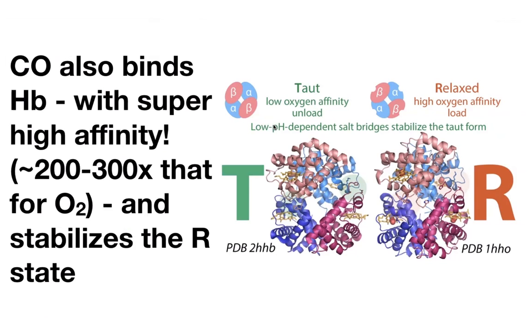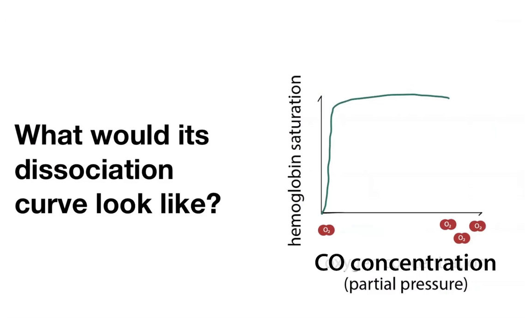What it's going to do is stabilize the R form. Remember, the R form is the one that wants oxygen. So what would its dissociation curve look like if it has this really high affinity? Go ahead and sketch it out on your sheet. Basically, you would expect something like this, where it's still sigmoidal because you're going to stabilize the states. You bind one, you shift it to the R state, and then you quickly bind a bunch more. So what you're going to get is a curve that's something like this.